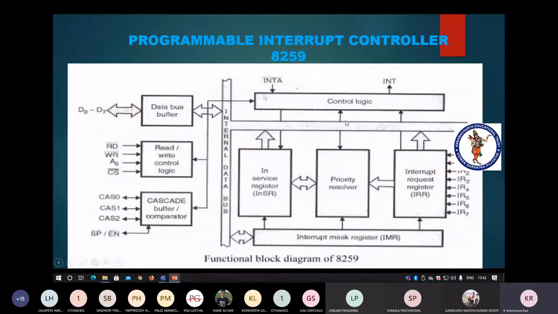This 8259 has 8 interrupt request lines, IR0 to IR7. Each request line accommodates one device. And at a time, we can connect 8 devices. Those devices are connected with the interrupt request register. The interrupt request register holds the data. What is the data? Where the devices are connected.